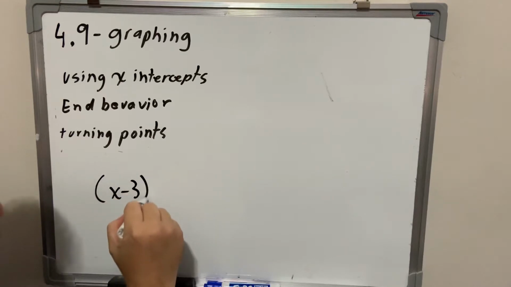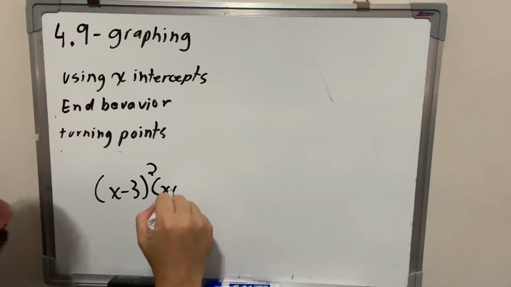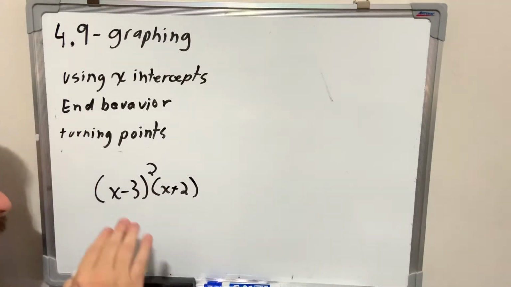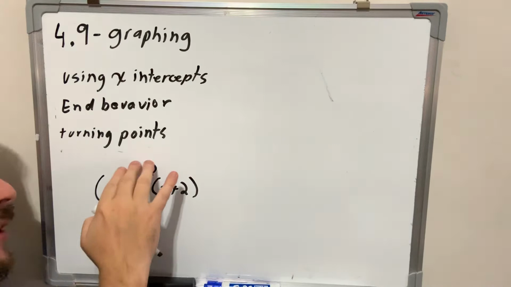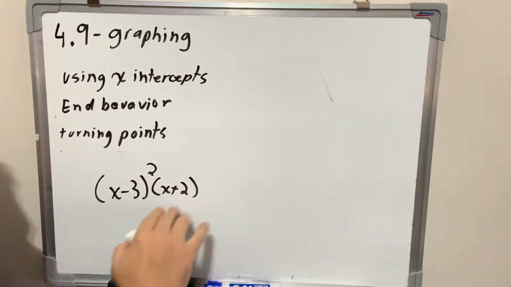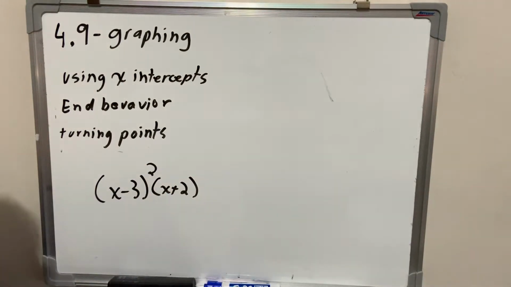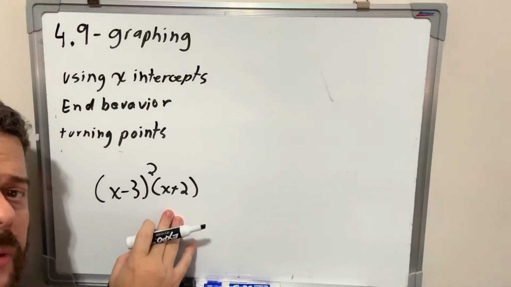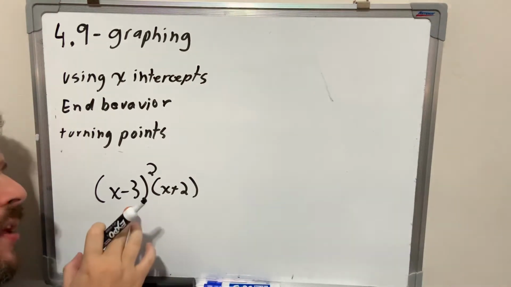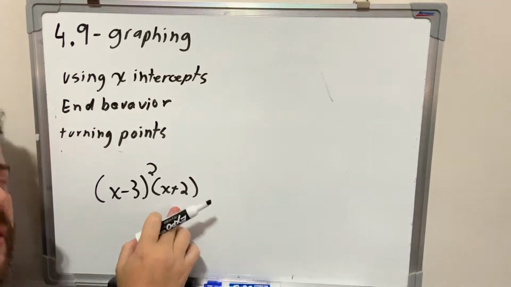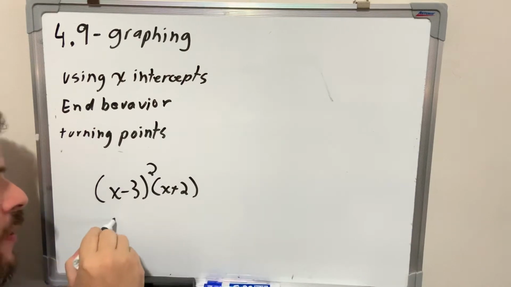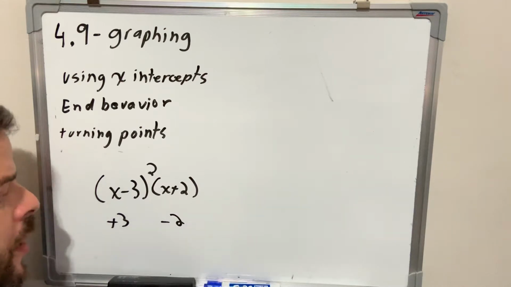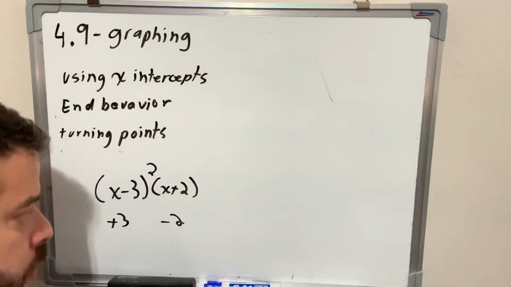x minus 3 squared. Again, they're giving it to me in factored form. They're giving me x minus 3 squared as a factor, x plus 2 as a factor. Now, given these factors, I can find my x-intercepts or my solutions. The x-intercepts would be the numbers that you plug in here to get 0. So positive 3 would be an x-intercept or solution. Also negative 2 would be another x-intercept or solution.